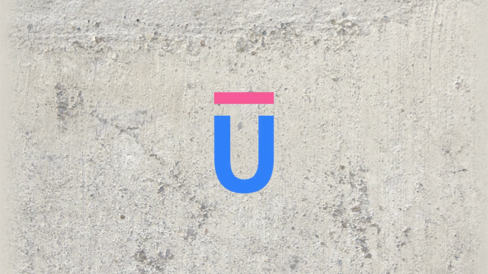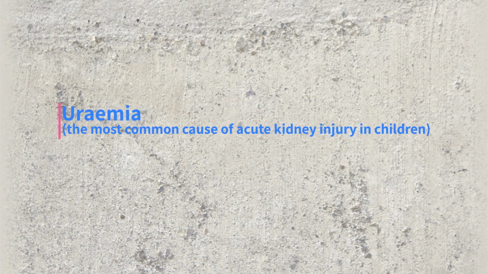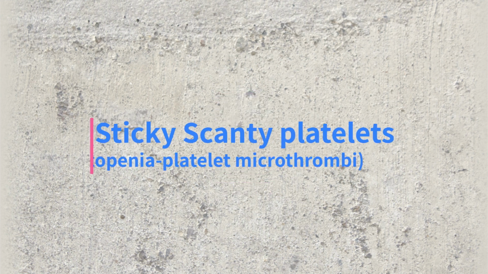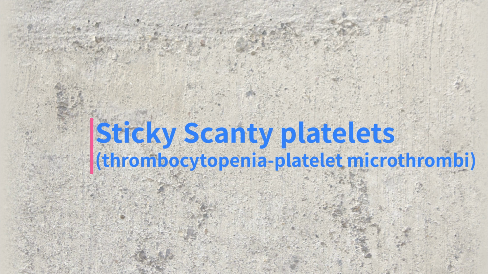U. U4. Uremia. Hemolytic uremic syndrome is the most common cause of acute kidney injury in children. S. S for sticky scanty platelets, as the syndrome leads to an increase in thrombin and fibrin levels, resulting in microthrombi formation. These microthrombi lead to platelet consumption, causing thrombocytopenia.